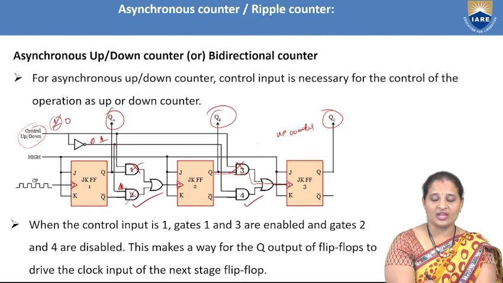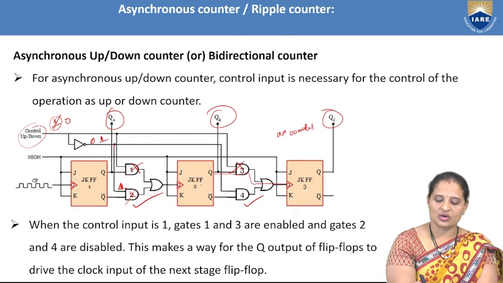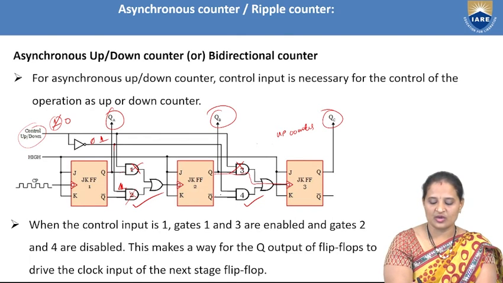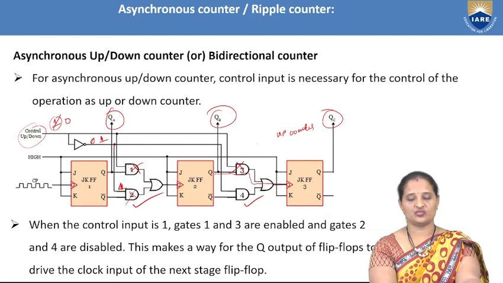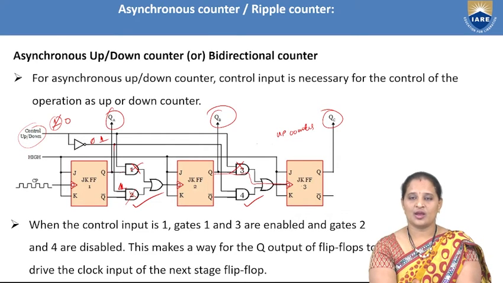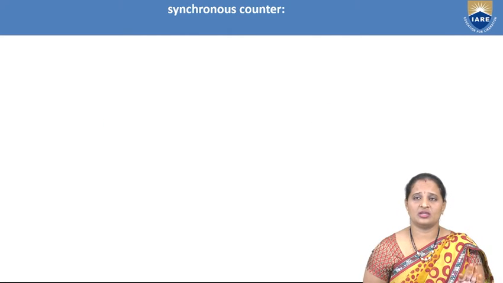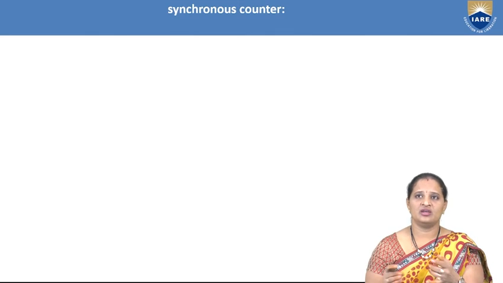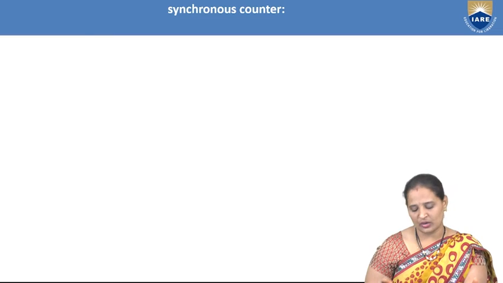So in order to make this counter work as a down counter, I am connecting Q bar as clock to the second flip-flop. Similarly, Q bar of the second flip-flop is connected as clock to the third flip-flop, and hence it can operate as a down counter. So what you have to remember is, when the up or down input is equal to 0, it operates as a down counter. If it is 1, it operates as an up counter. So that is about the asynchronous counter. We have seen the asynchronous up counter, asynchronous down counter, and asynchronous up-down counter.